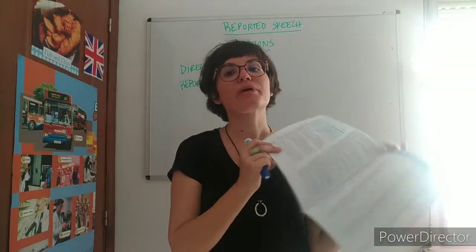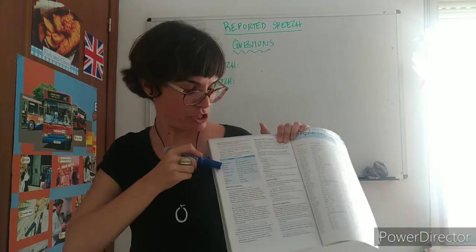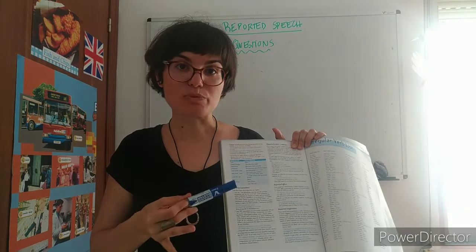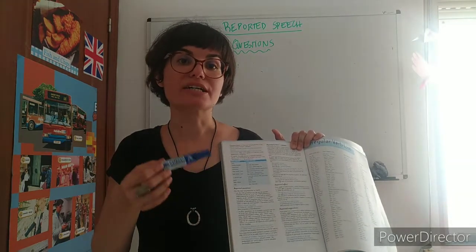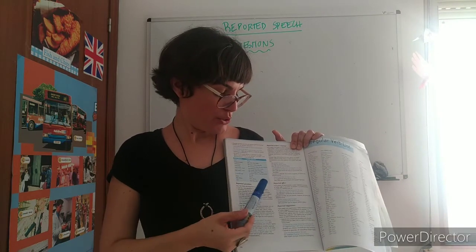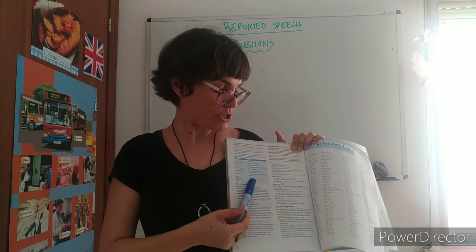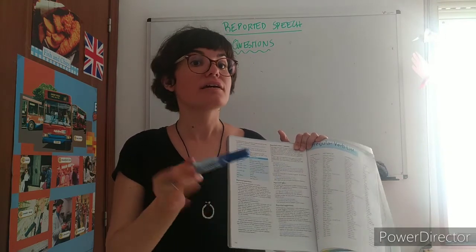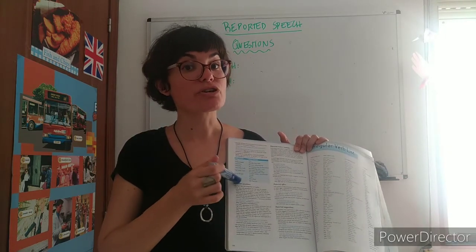So on workbook page 106, you have this chart with all the direct speech adverbs or words that are used to express time and place, and the words that you must use if you turn these sentences into reported speech. So have a look at this chart and study it because it's very useful.